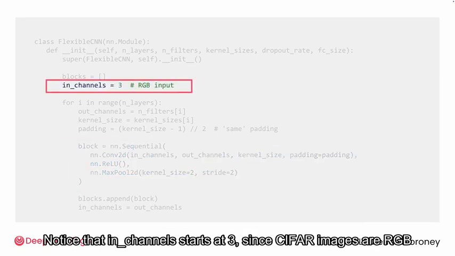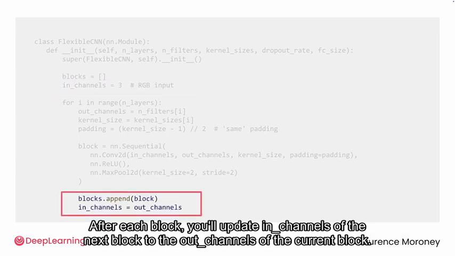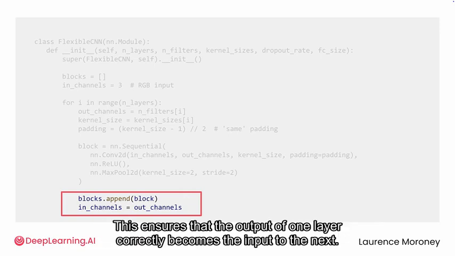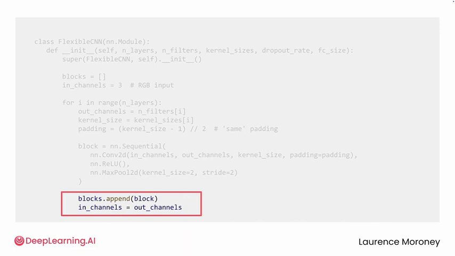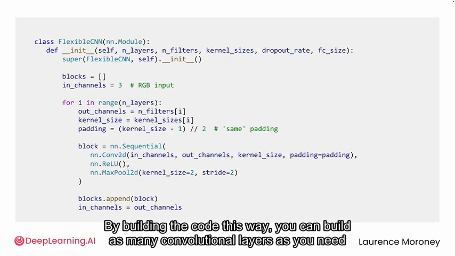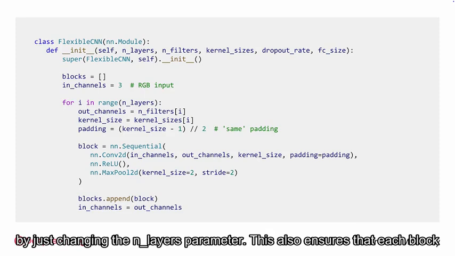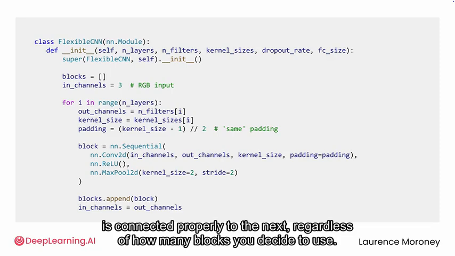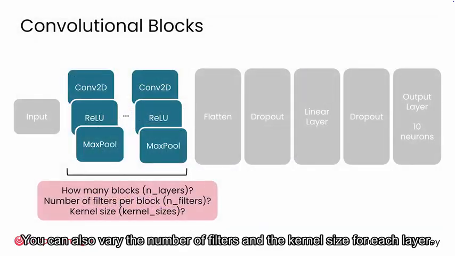Notice that in_channels starts at 3, since CIFAR images are RGB. After each block, you'll update in_channels of the next block to the out_channels of the current block. This ensures that the output of one layer correctly becomes the input to the next. By building the code this way, you can build as many convolutional layers as you need by just changing the n_layers parameter. This also ensures that each block is connected properly to the next, regardless of how many blocks you decide to use. You can also vary the number of filters and the kernel size for each layer.